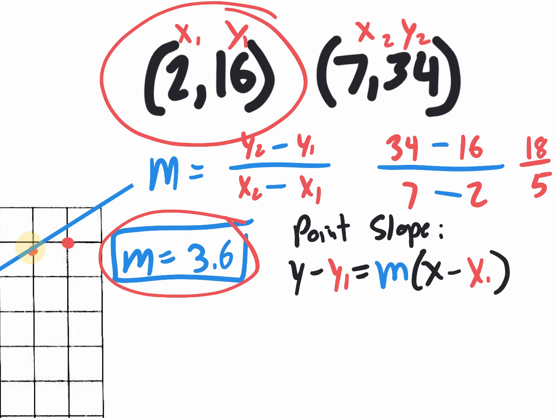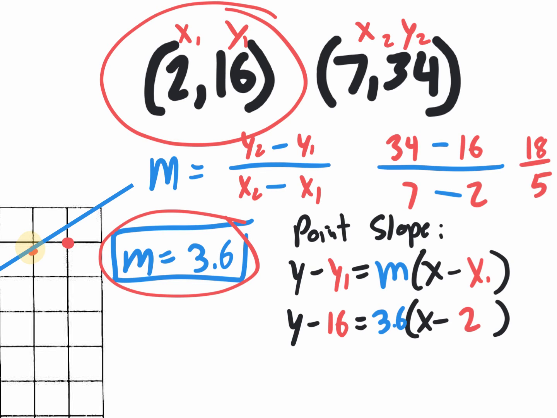And of course, I always recommend using blank spots as you apply formulas or forms. That way, when you plug them in, you don't make any mistakes. The y1 value is 16. The m value is 3.6. The x1 value is 2. Now, this is in point slope form.